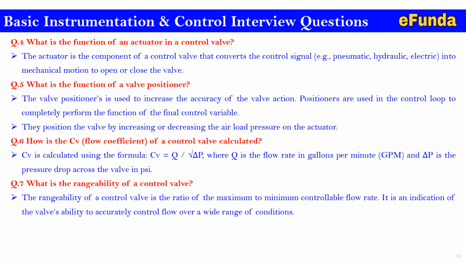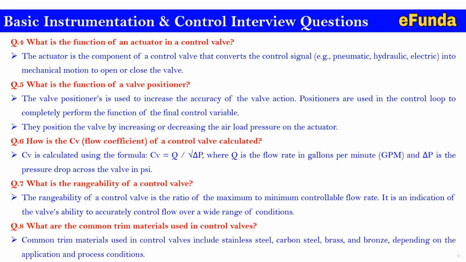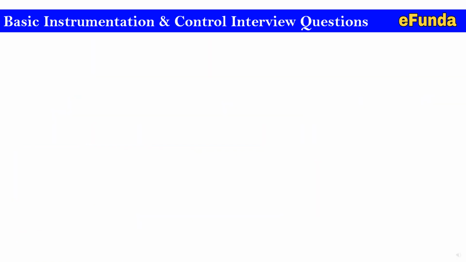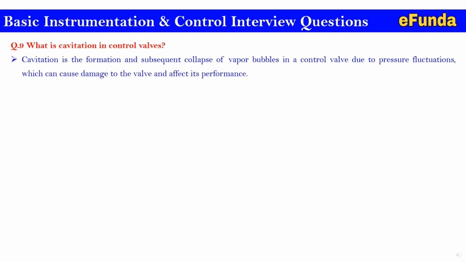Eighth question, what is the common trim material used in the control valve? The common trim materials used in the control valve include stainless steel, carbon steel, brass and bronze, depending on the application and the process conditions for which the control valve is being used. Ninth question, what is cavitation in control valves? Cavitation is the formation and subsequent collapse of a vapor bubble in the control valve due to pressure fluctuations, which can cause damage to the valve and affect its performance.